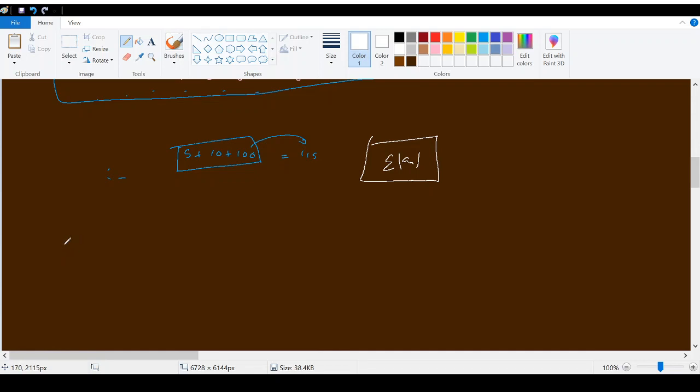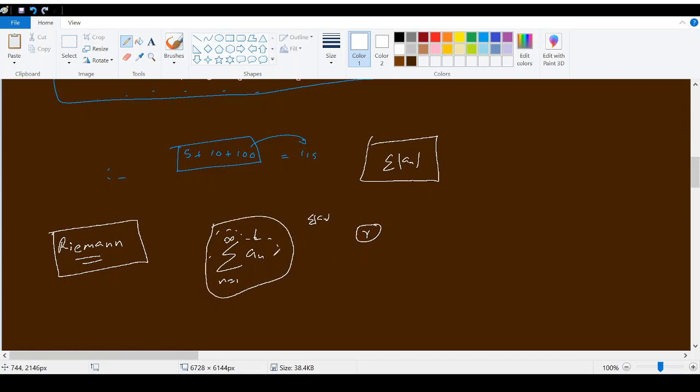There's a very famous mathematician called Riemann, R-I-E-M-A-N-N, and he proved that for any conditionally convergent series, what do we mean by conditionally convergent? This will converge but not this. So for any conditionally convergent series and for any real number r, we can have some sort of a rearrangement of these numbers and you can get the answer as r. So for any real number r, you can rearrange any conditionally convergent series and get the answer as r.